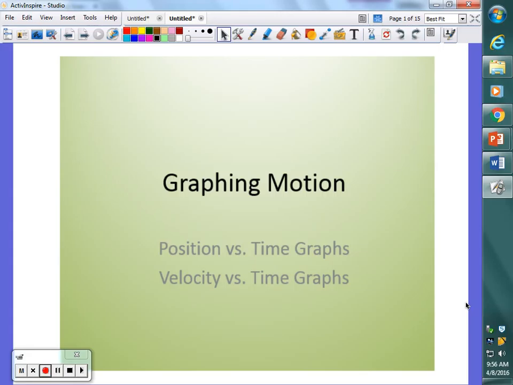So, we have talked a lot during the year about making graphs. Why do we make graphs? What's the advantage of making graphs? Represent data in a different way. To show changes, right?